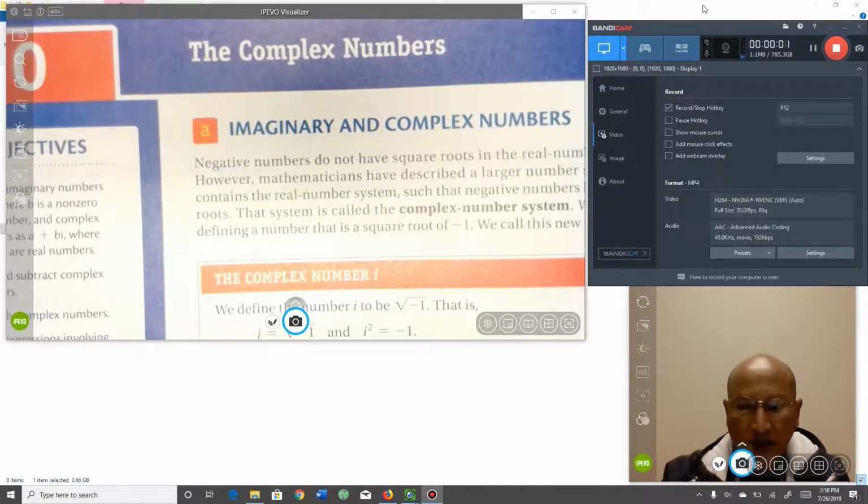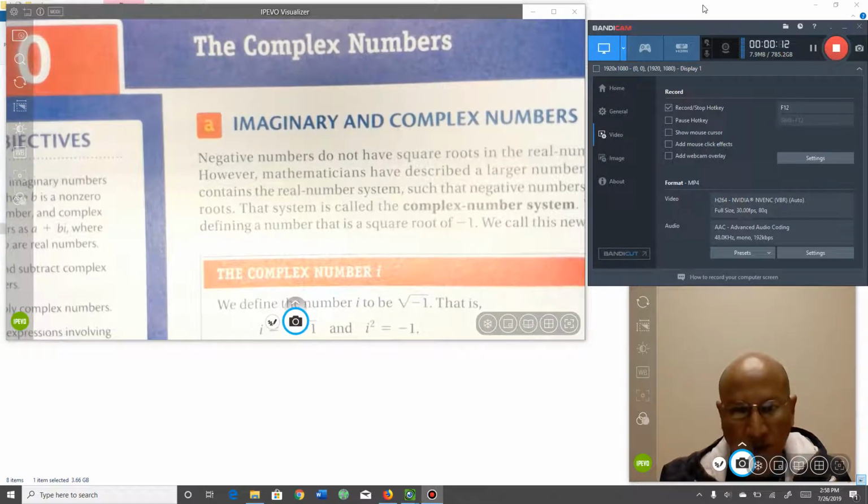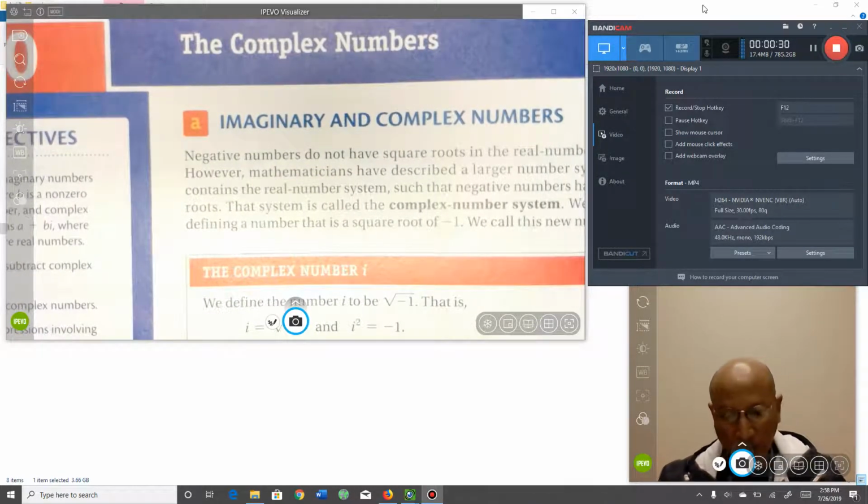Hey students, this is section Appendix O, the complex numbers. In this section we're basically talking about imaginary values, and a lot of the rules, not all of them, but a lot of the rules for imaginary values. There are a few sections to cover, so we might move quickly.